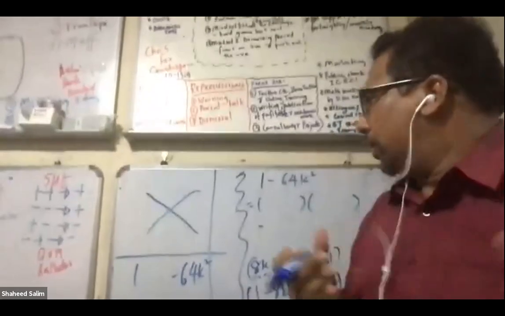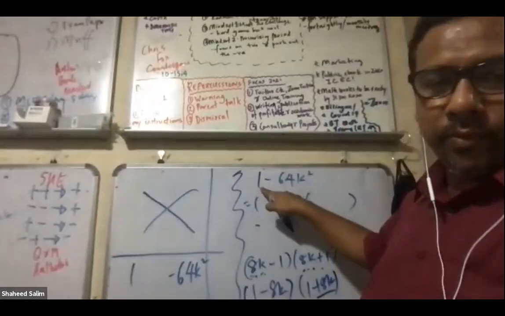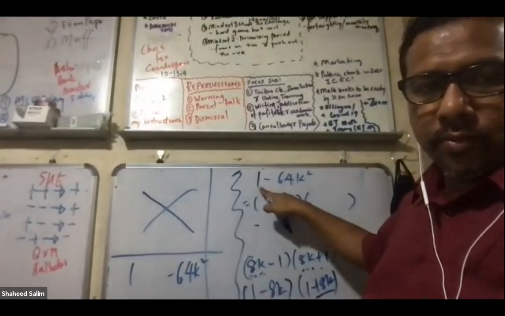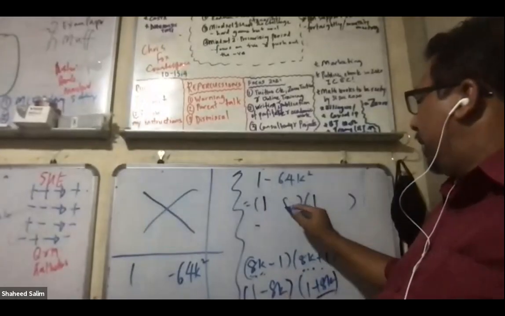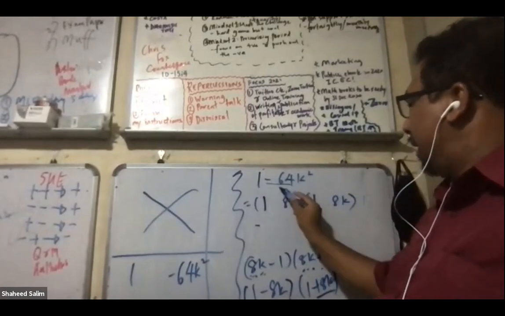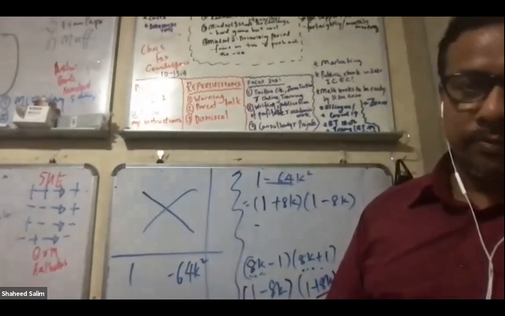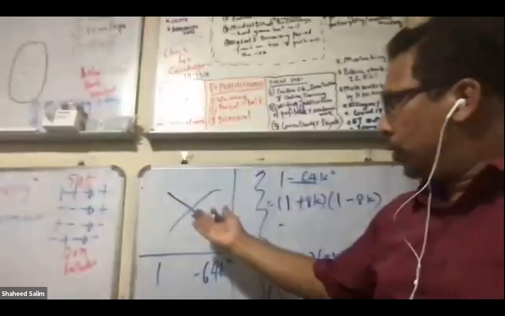How to get used to it? Very simple. What is the square root of 1? 1. Then 64k squared, you know, is 8k. We put 8k here, 8k here. This one is a minus, right? When there's minus, one must be plus, one must be minus. Voila, that's it.